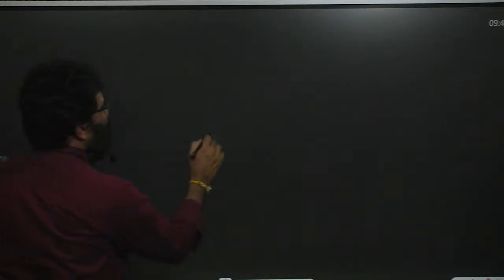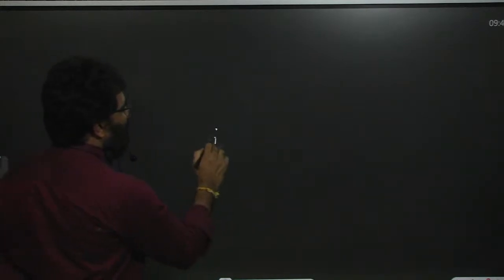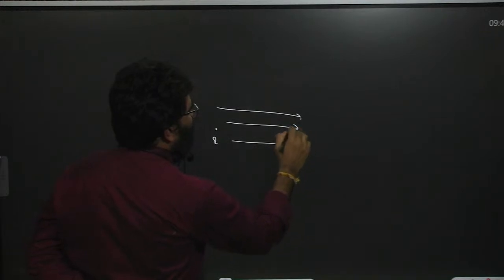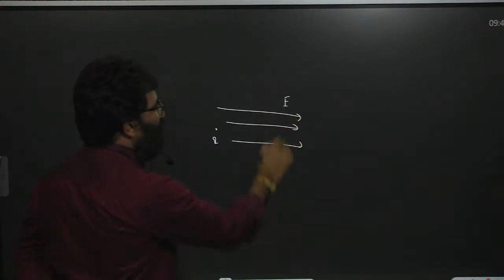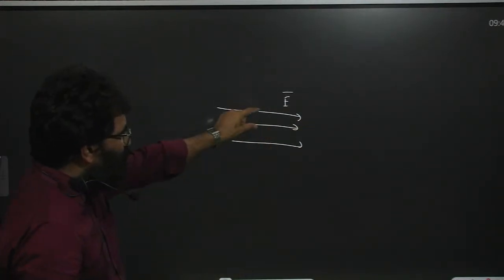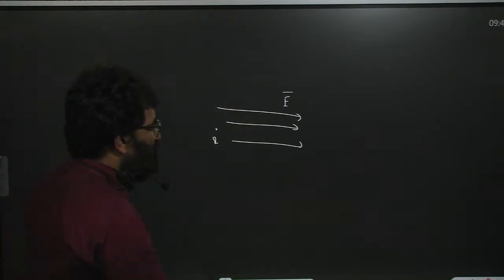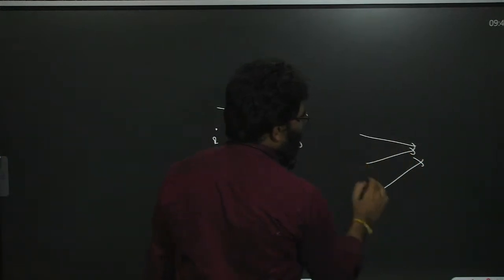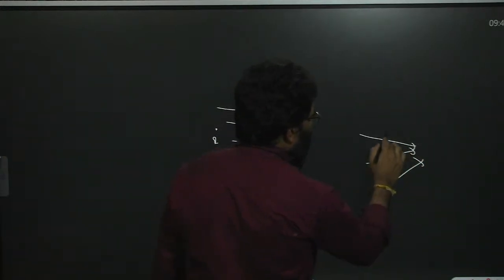Now, when we release a charged particle in an external electric field, uniform or non-uniform, how do we define uniform and non-uniform? If the space between any two field lines is constant, that is uniform. If the space between field lines keeps on changing, it is a non-uniform electric field.